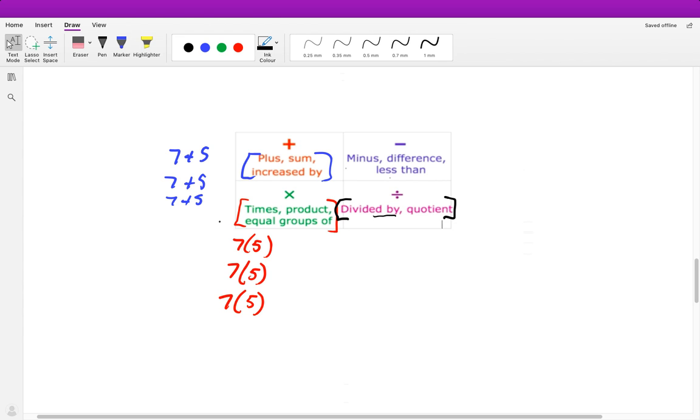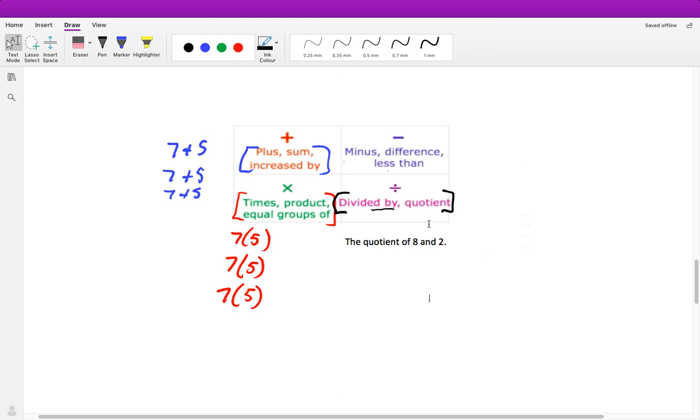So I'm going to give you an example real quick of how we will see quotient and how you should write it. All right, so here we have the quotient of 8 and 2. Since 2 divided by 8 does not equal 8 divided by 2, we need to make sure we're writing this correctly, especially if we're going to try and solve a problem with this later on.